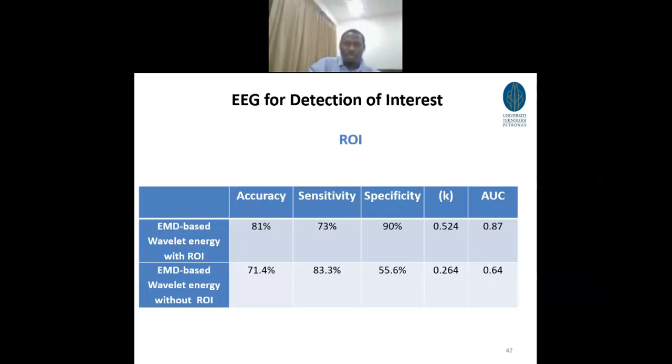So when we did that, there were some improvements. Look, for example, at the accuracy: instead of 71, it goes up to 81. This could be understood in the sense that if I look at the whole signal, some portions do not have any effect in terms of the teaching, but if I use them for my classification, the classification may go down. So if I remove them and just focus on the region of interest, it is expected that the accuracy would go up.